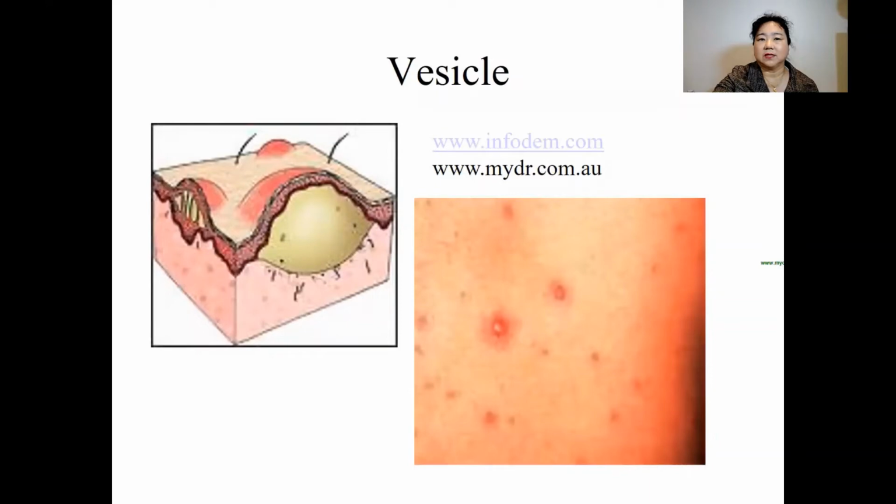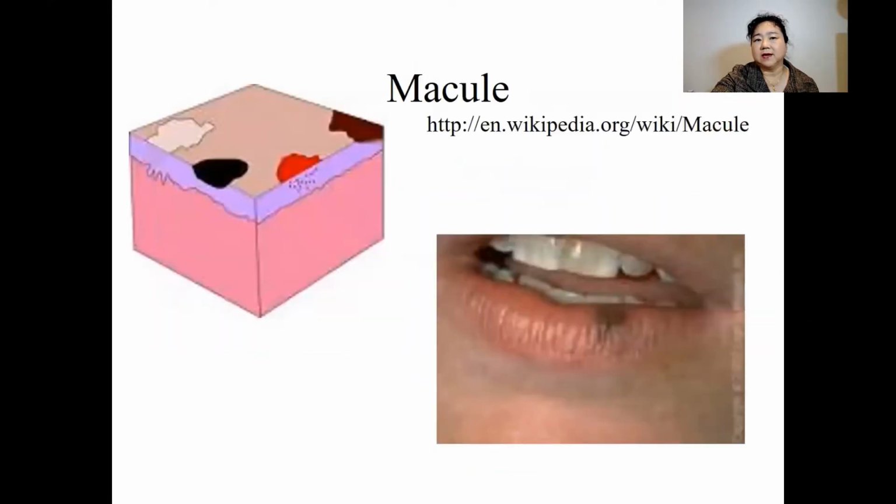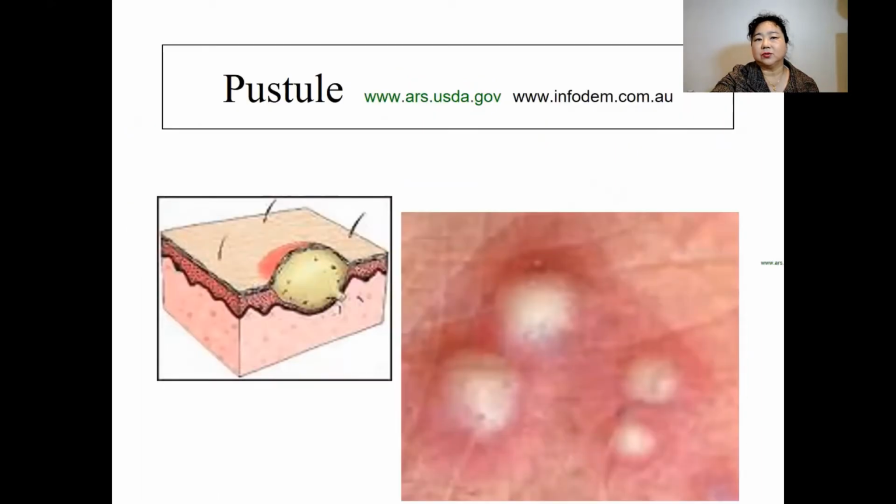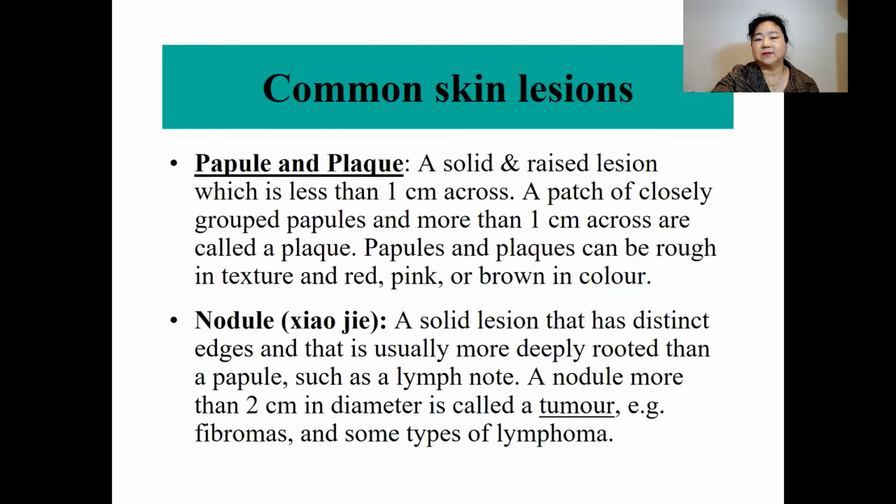Now let's have a look. This is a vesicle. In the middle, there is water, and the bigger ones are called blisters. Macules are ban, and the pustules are filled with pus.